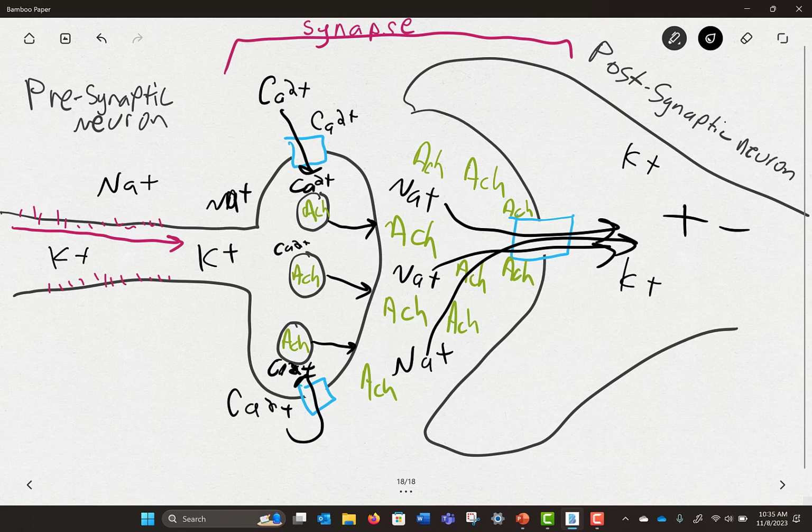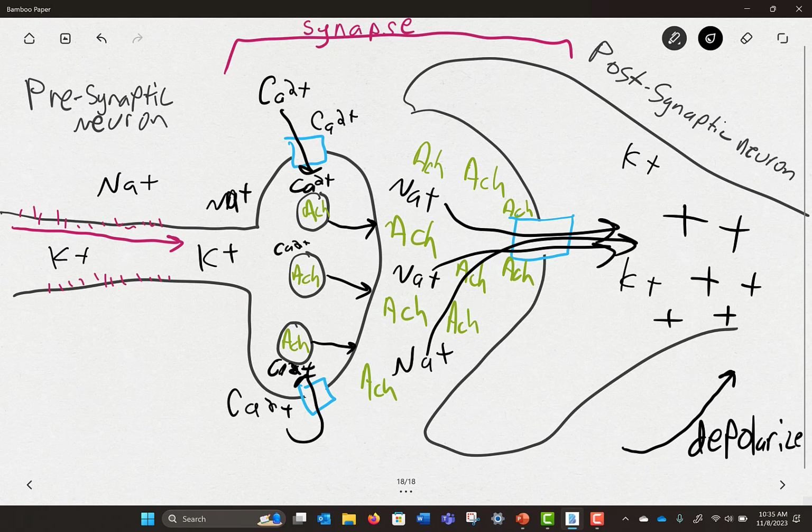What's that going to do? It's going to cause the inside of the cell to become less negative, more positive compared to the outside. What's that going to do to the charge of the cell? Well, it's going to increase. It's going to depolarize. But the thing is, it's very, very local because we have the ligand-gated channels. In this case, they're letting sodium in.